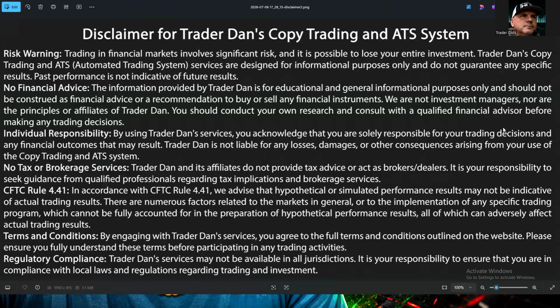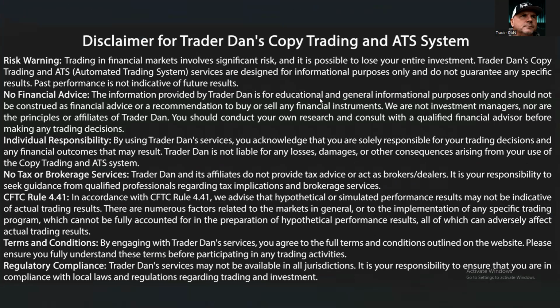Just know that markets have financial risk. It involves significant risk, and it's possible to lose your entire investment if you're trading with live money or prop firm accounts, guys. This is for educational purposes only.